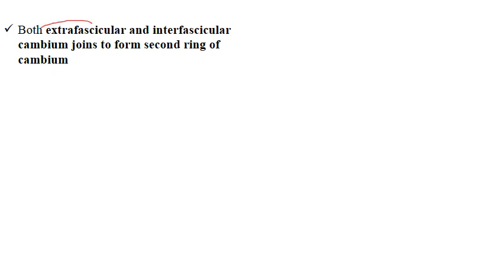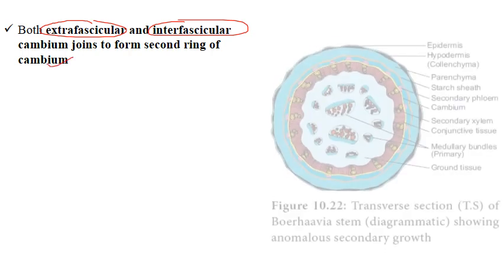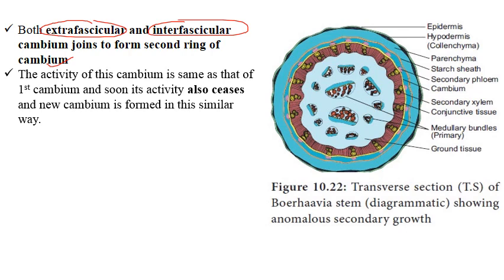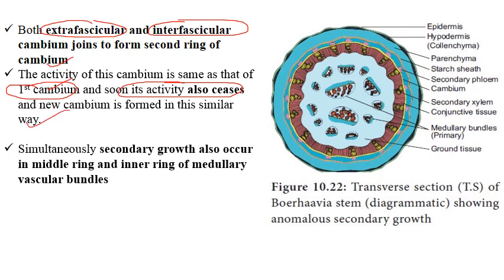Both extrafascicular cambium and interfascicular cambium join to form a second ring of cambium. The activity of this cambium is the same as that of the first cambium. As soon as its activity ceases or stops, a new cambium ring is formed in a similar way.